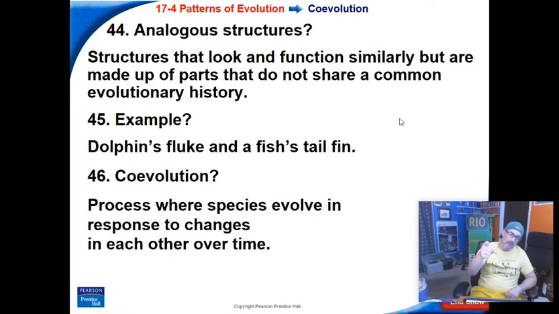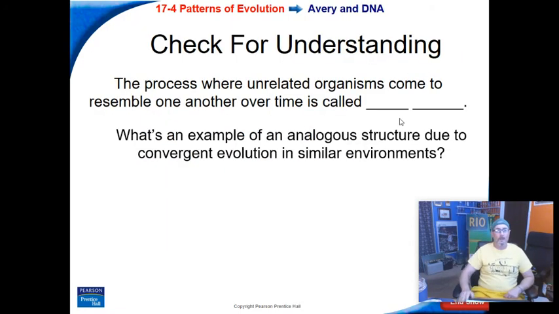All right, moving ahead. Let's just do the top question. The process where unrelated organisms come to resemble one another over time. What do we call that? If you're not sure, you might want to take a look back at number 41, 42. Yeah, so we're talking about convergent evolution.